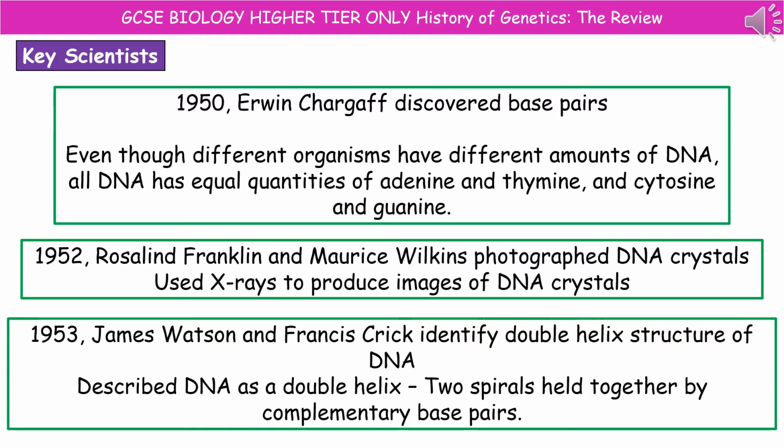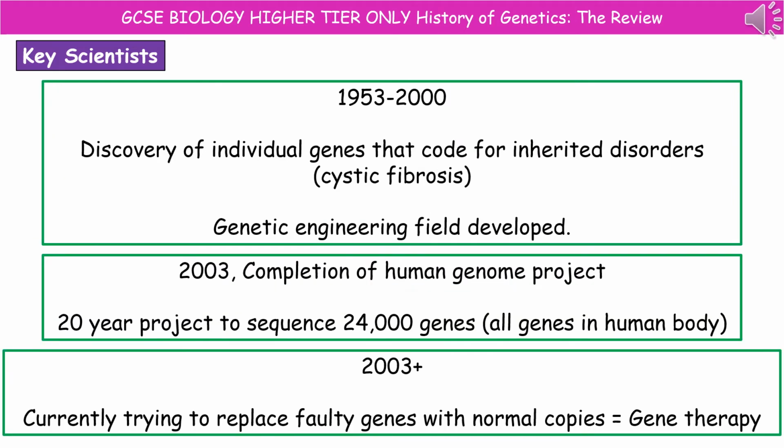So they described it as the double helix, those two spirals held together by the complementary base pairs. Since our discovery of DNA was concluded by Watson and Crick, we've actually gone on to discover individual genes that code for the inherited disorders like cystic fibrosis. We've also seen the development of the field of genetic engineering.